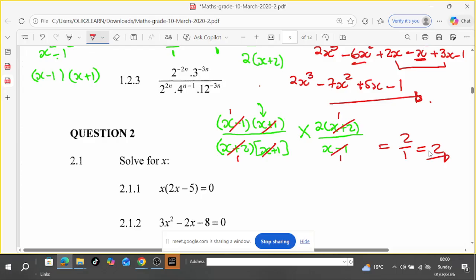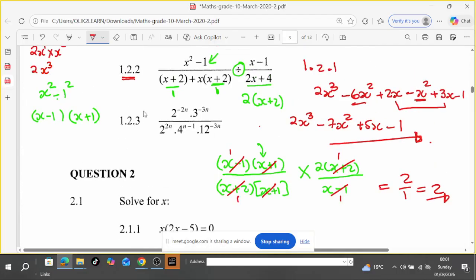Is this making sense? Are you happy with this? Yes, I am. Okay, 100%. So I'm just going to leave the 1.2.3 for you to practice.